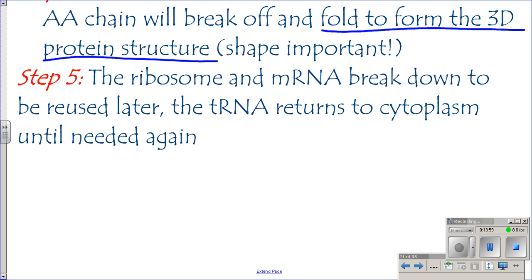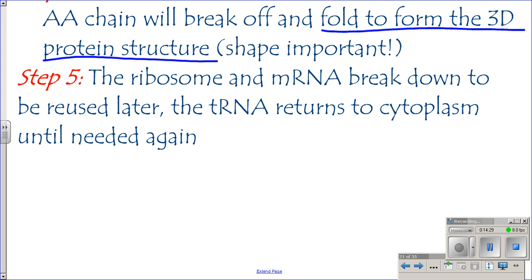Very last step, that pretty much means everything just breaks down. So the ribosome and the mRNA break down. They just break into little pieces, and those small subunits are just going to go float around, not doing anything. They're just floating around until they need to be used again. And the tRNA is going to do the same thing. tRNA is going to go back to the cytoplasm and chill. It's going to go find another amino acid to bond with. But it's not going to go bring it to the ribosome, because nobody's telling it. No nucleus or anything is instructing it to do protein synthesis.